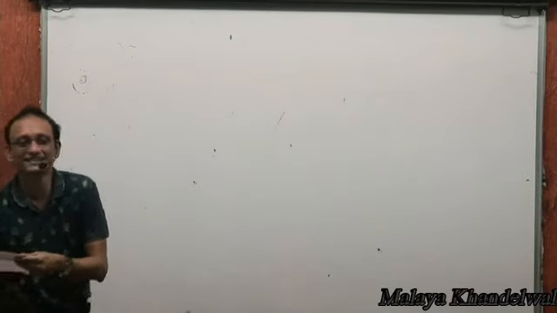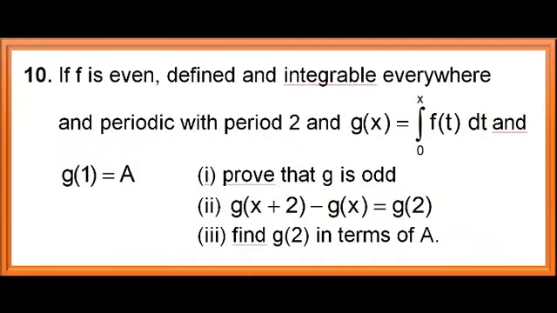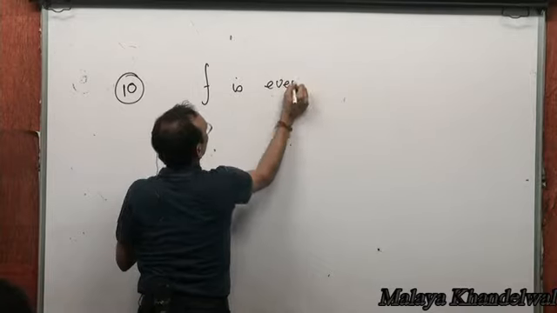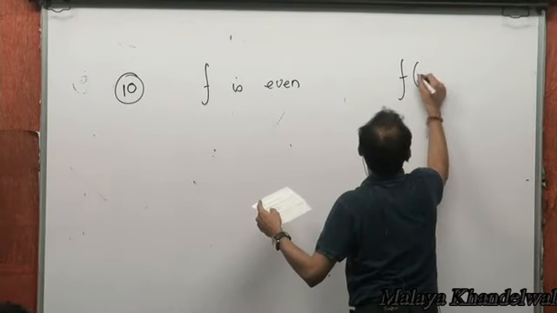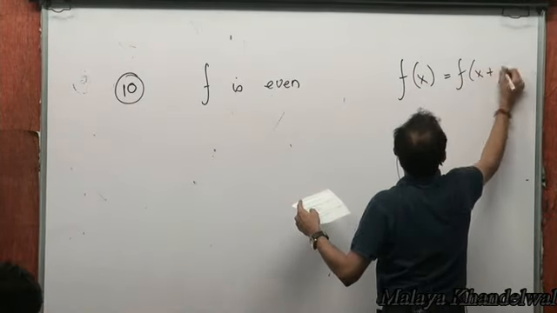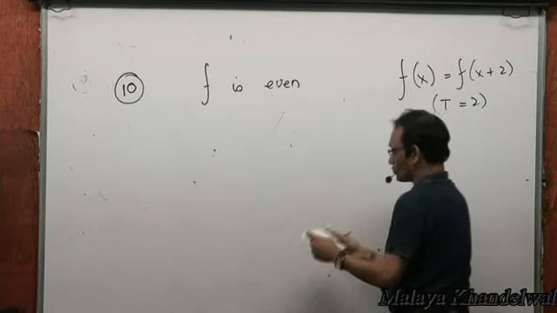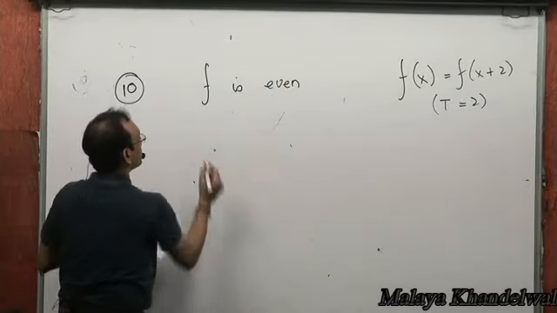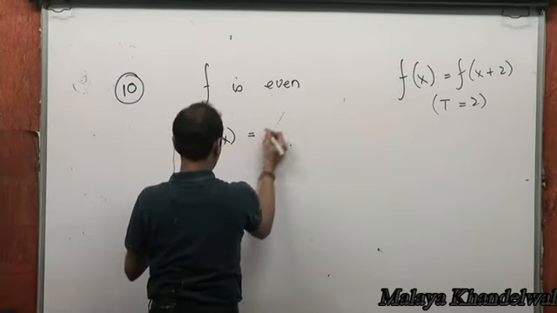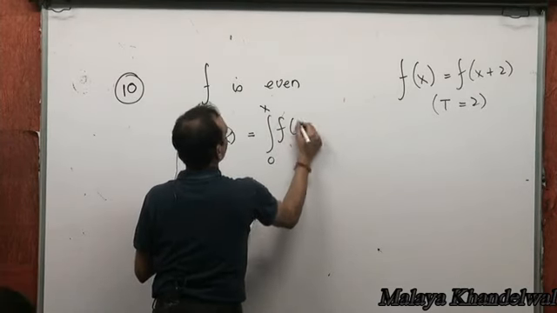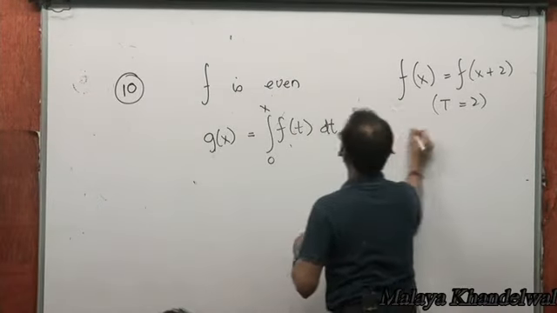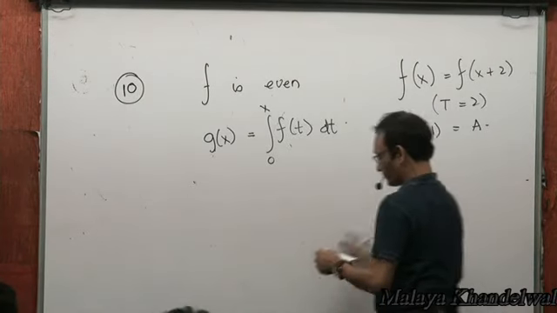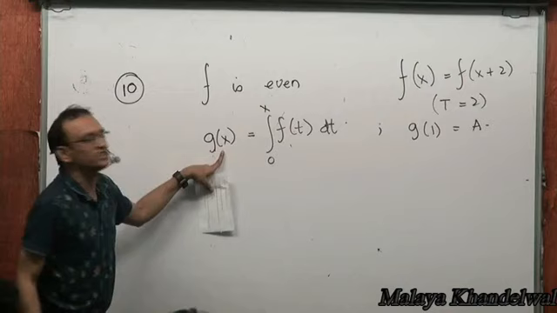All right, let's move to 10. f is even, defined and integrable, and f has a periodicity 2, f(x) = f(x + 2), T is 2. g(x) is the integral from 0 to x of f(t) dt, and g(1) is given to be a. We want to show that this g(x) is odd.